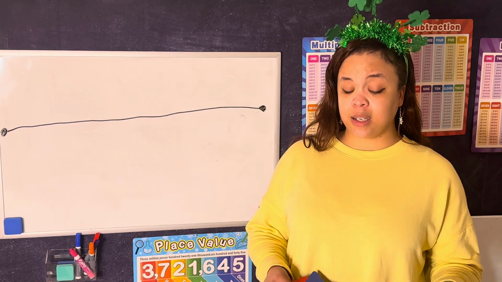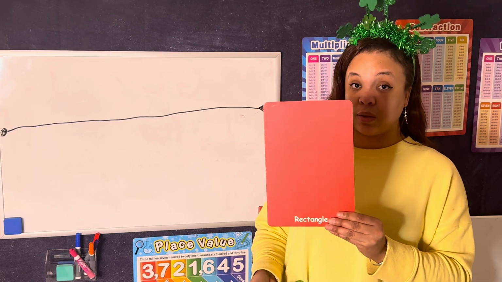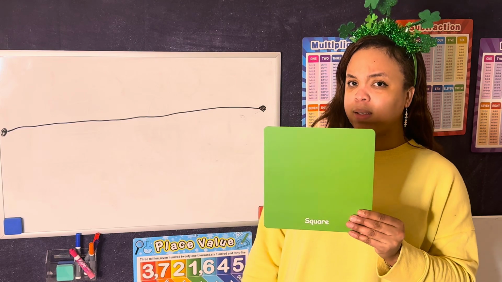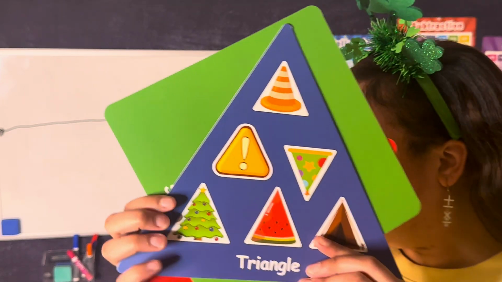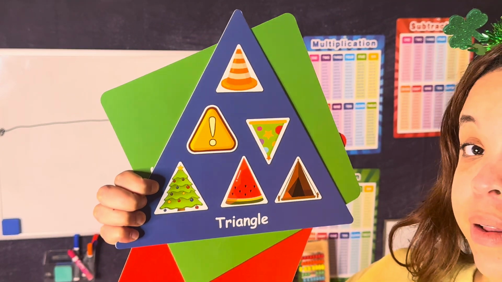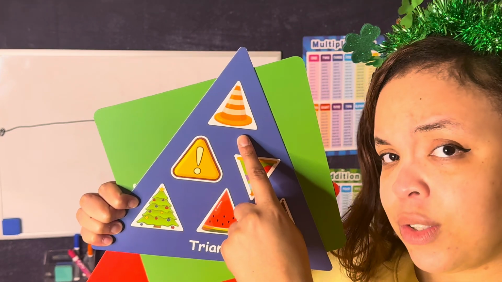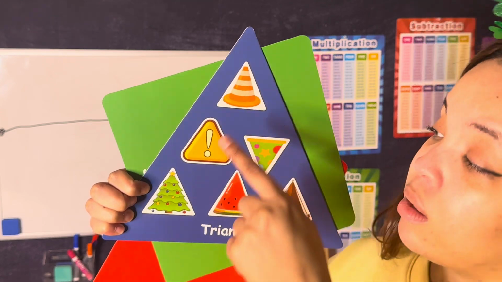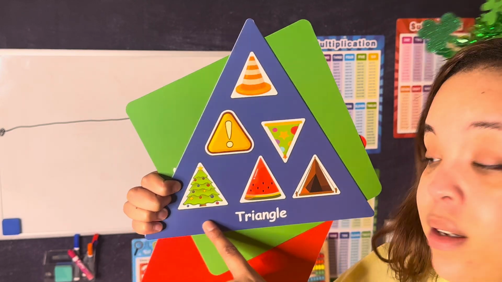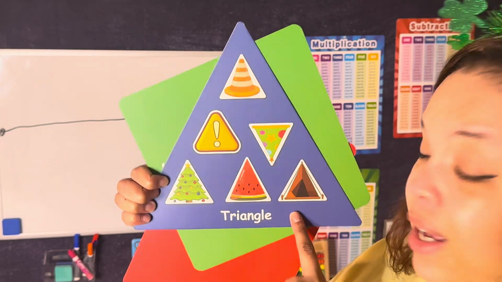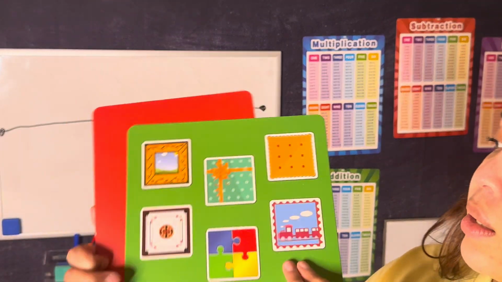Some common polygons include triangles, rectangles, and squares. And on each of my cards, you can get some good examples of polygons. I know we've all seen a cone in the middle of the street when they're doing construction. That's shaped like a triangle. The hazard sign, a Christmas hat, a Christmas tree, a slice of watermelon, and a tent are all shaped like triangles.